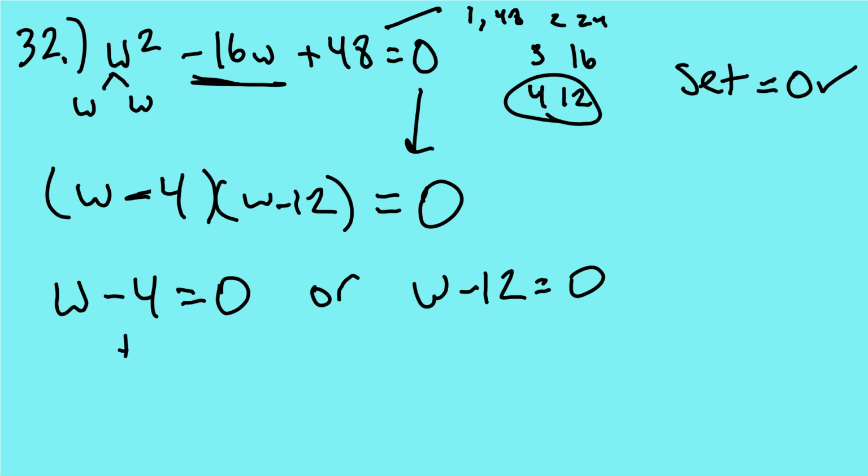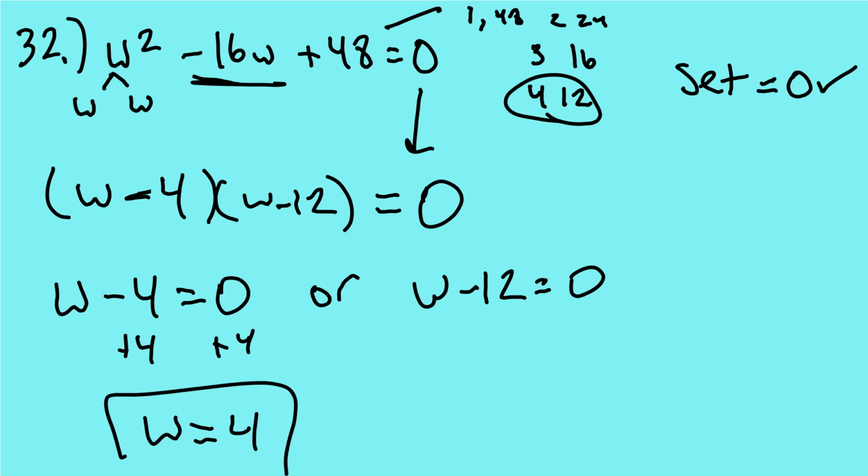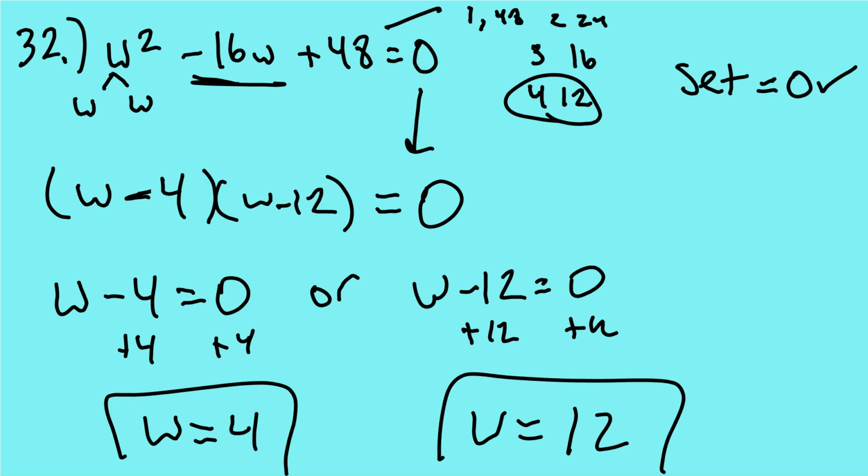Add 4 to both sides. I get my first answer as w equals 4. Add 12 to both sides. I get my second answer as w equals 12. Done.